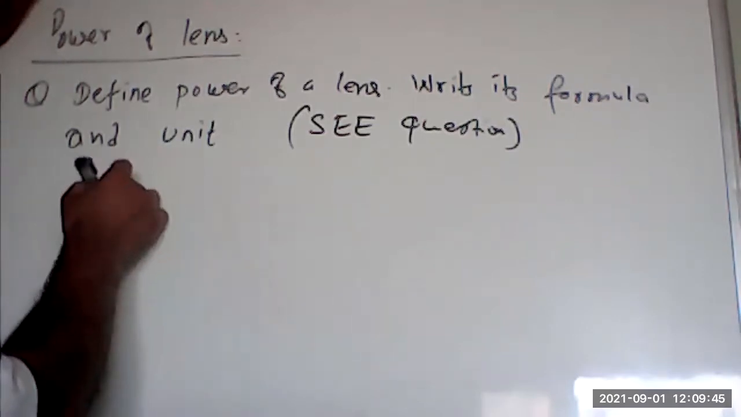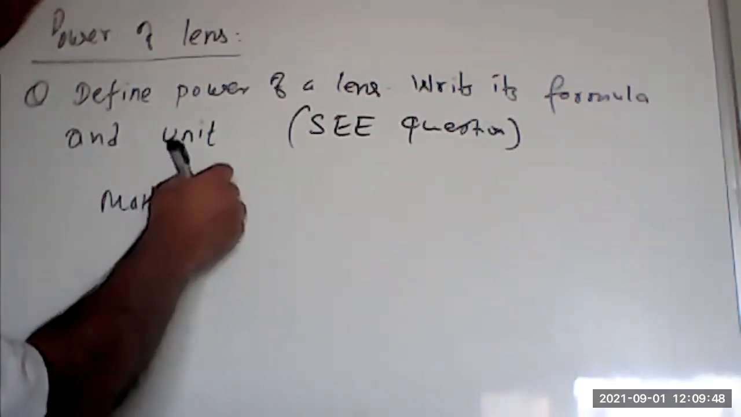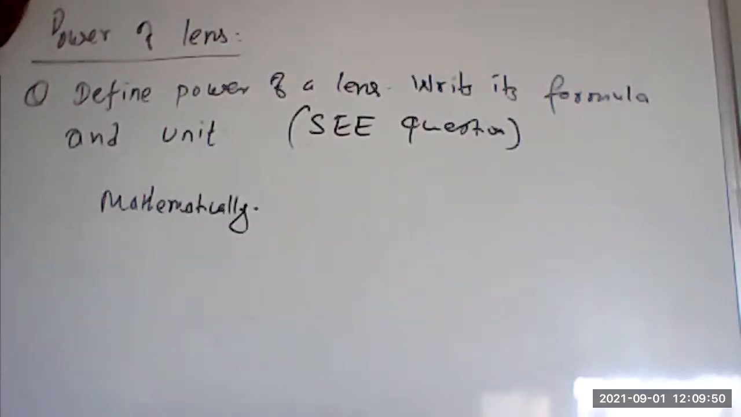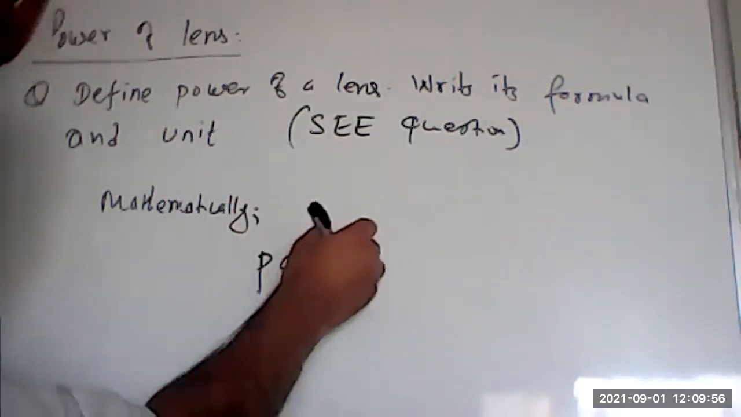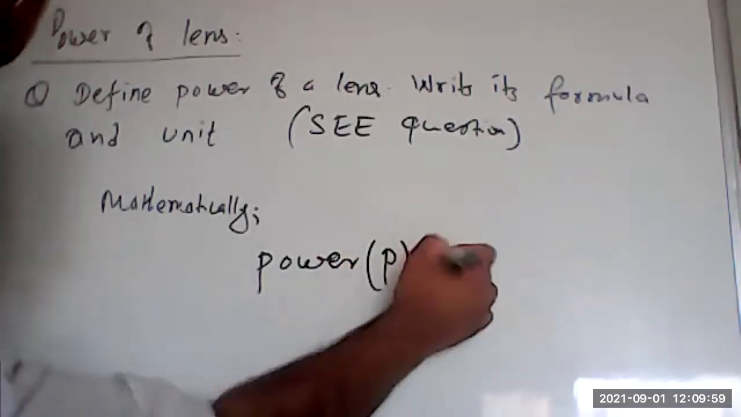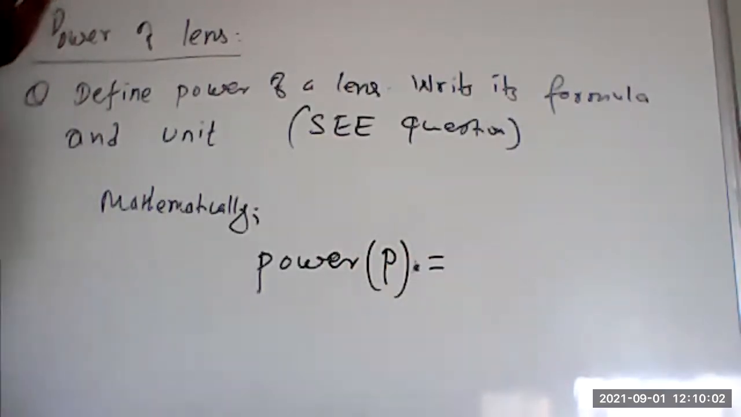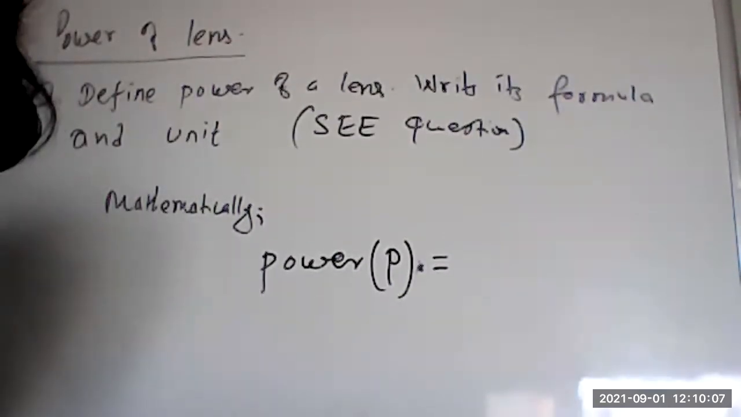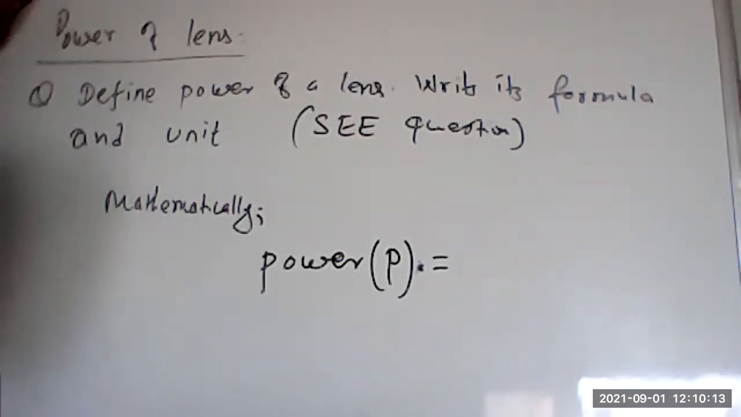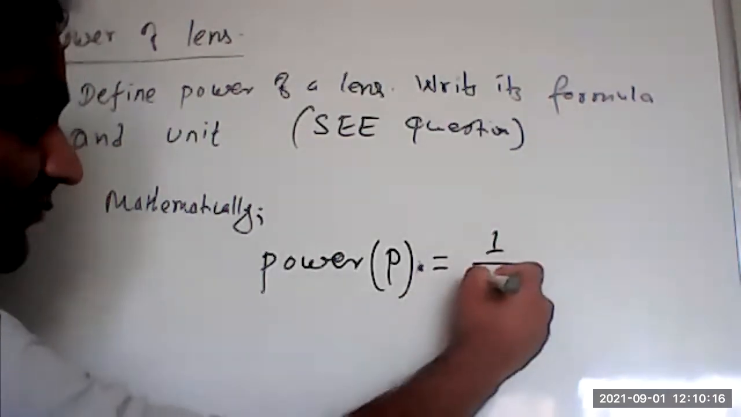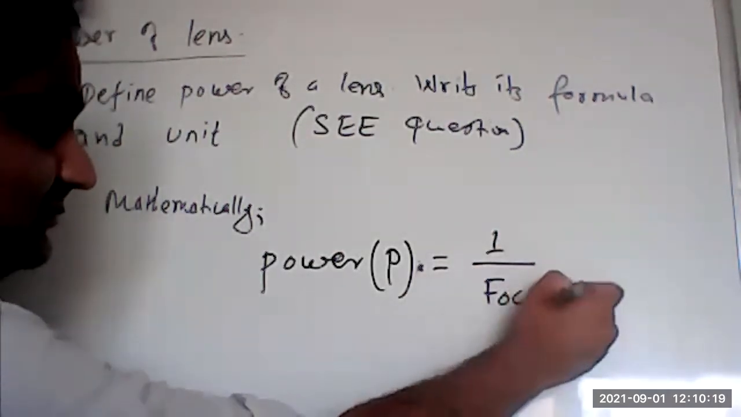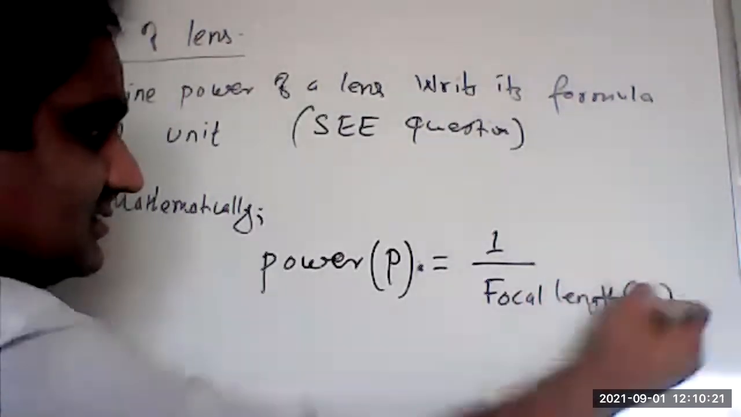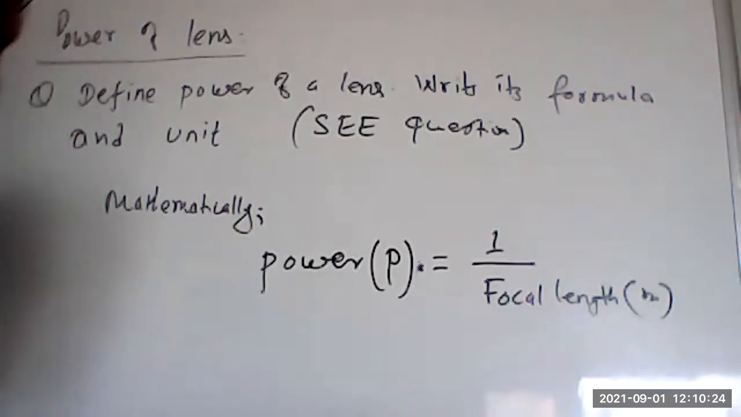Look at here, mathematically. Mathematically means formula, in the form of formula. What do you write here? Power of lens P is equals to reciprocal. Reciprocal means something divided by, 1 divided by something. That is the reciprocal of something. So, 1 by focal length. Focal length in meter. Focal length must be in meter, not in centimeter, not in kilometer.